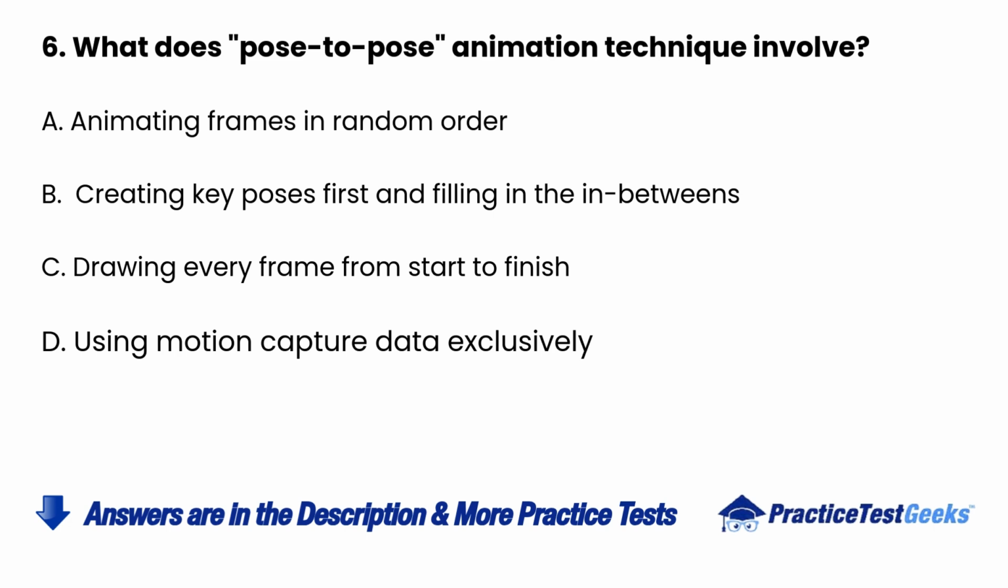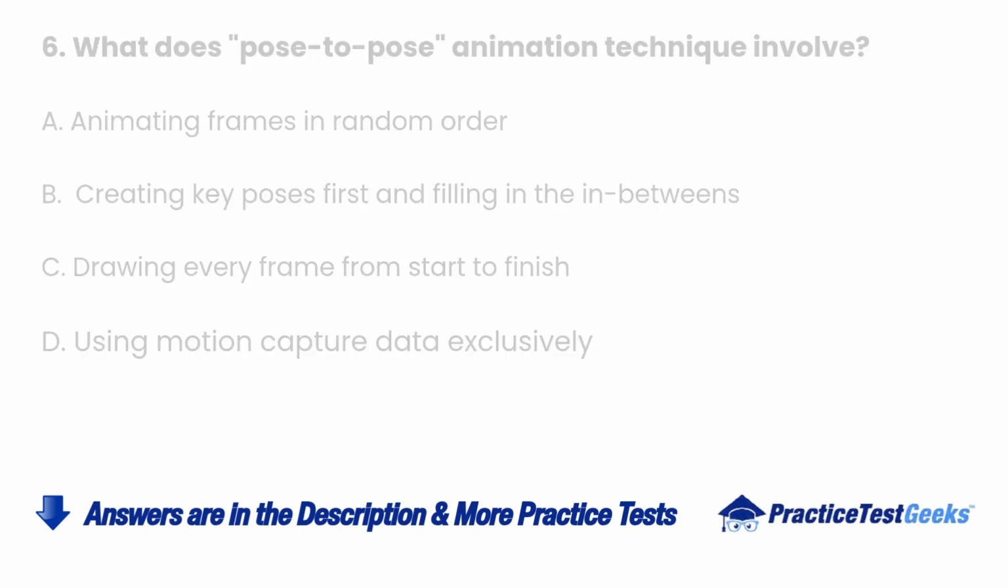6. What does pose-to-pose animation technique involve? A. Animating frames in random order. B. Creating key poses first and filling in the in-betweens. C. Drawing every frame from start to finish. D. Using motion capture data exclusively.